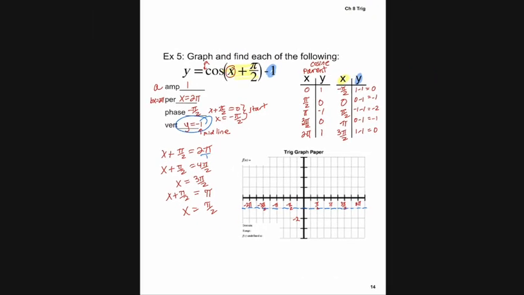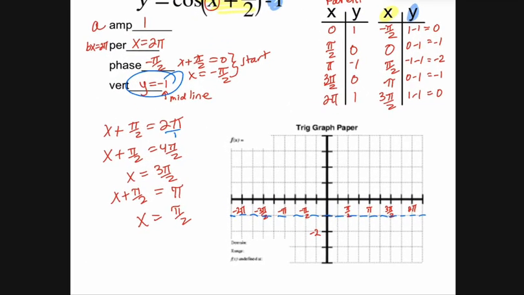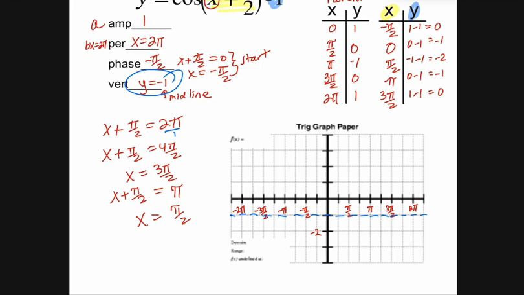Okay? Okay, now let's put our numbers on. At negative pi over 2, we are at 0. At 0, we are at negative 1. At pi over 2, we are at negative 2.